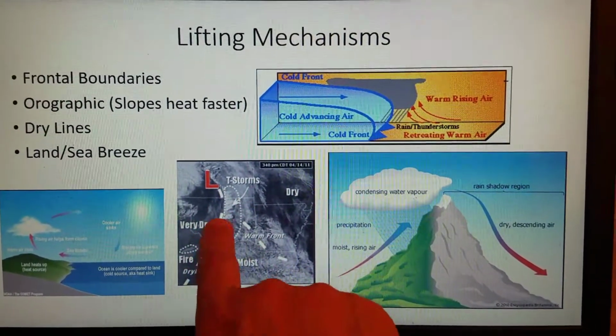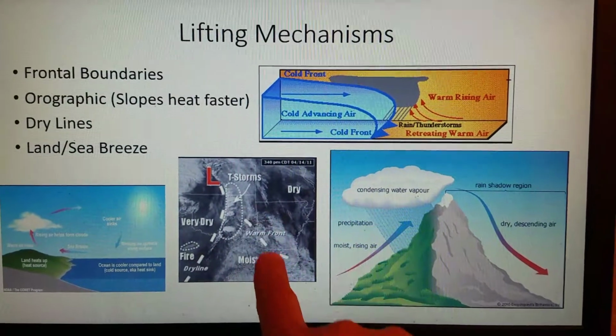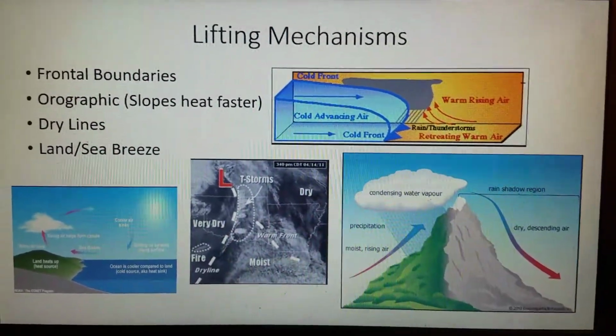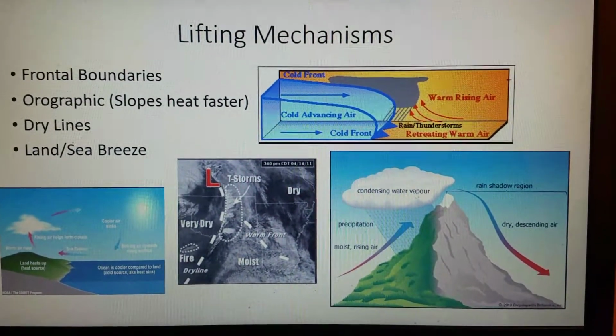This dry line is moving into a warm, moist, unstable air mass, usually maritime tropical air, and a lot of times that is enough to kick off thunderstorm development.